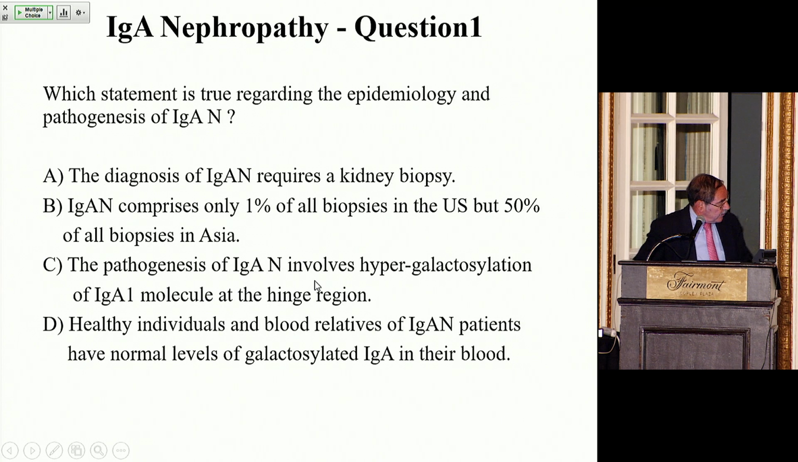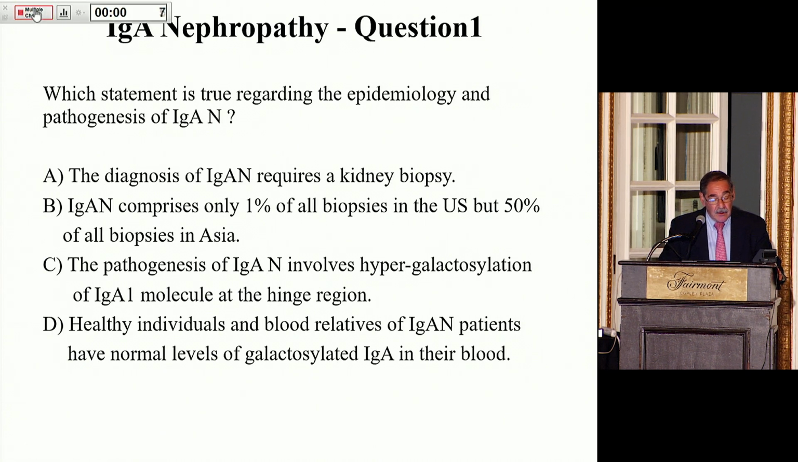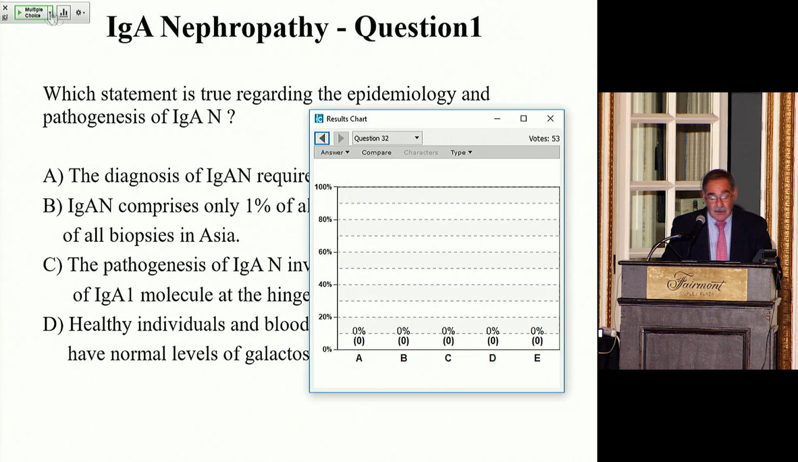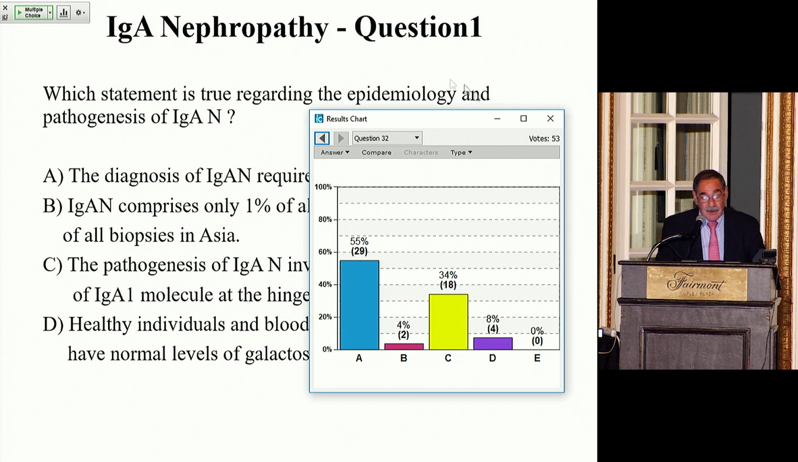Should I try this? I think I'll do it here. Multiple choice, right? Okay, and I wait till 50 people do it. And then I click it again. Good. Look at that. Okay, I figured if Helmut could do this, I can do it. Okay, so 55% of you are correct.